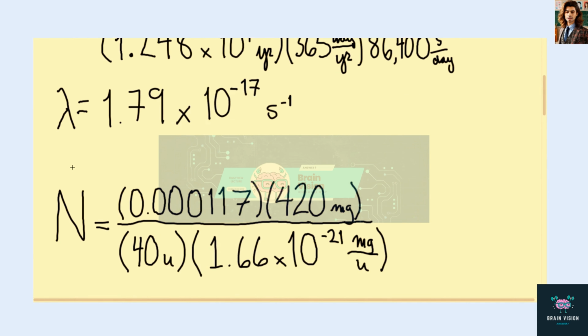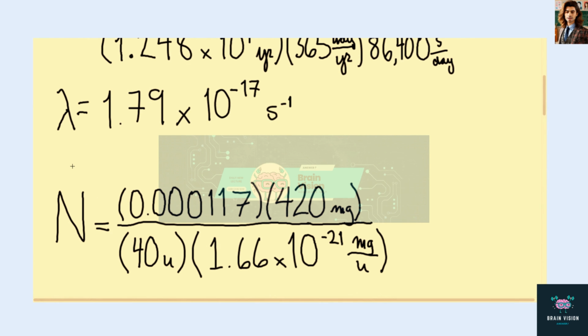Next, we need to find the number of nuclei in our 420 milligram sample of potassium with the abundance of potassium 40 isotope. Remember that we were given a percentage of 0.0117. So in order to have a fraction of that, we move the decimal point over to the left 2 decimal places. We multiply that by the amount of total potassium we have in our sample, which is 420 milligrams. This numerator is the amount of potassium 40 in milligrams.